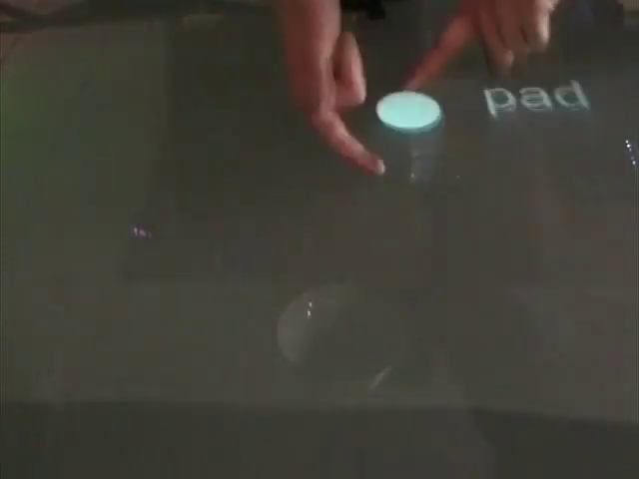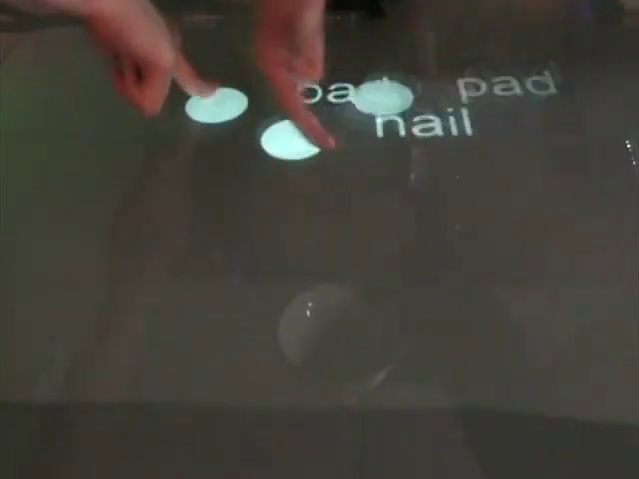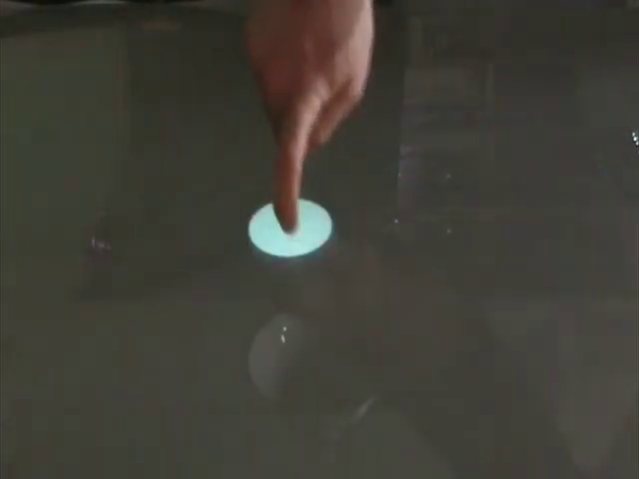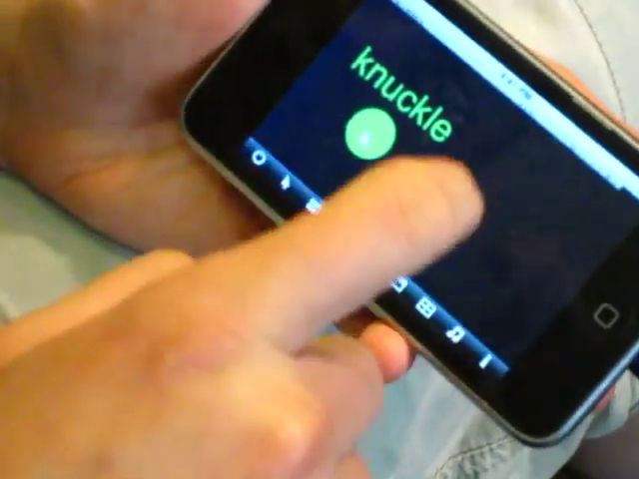A distinguishing feature of our system is its ability to identify which part of the finger was used for input. We can recognize four locations: knuckle, tip, pad, and nail. We discuss how this capability could enhance interactions on touchscreens at length in the paper.